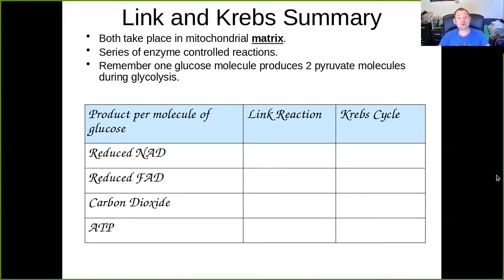Remember, 1 glucose molecule produces 2 pyruvate molecules during glycolysis. So, here are the numbers that we get. I should leave that up for a second, so you can see what we get from the link reaction and what we get from the Krebs cycle.